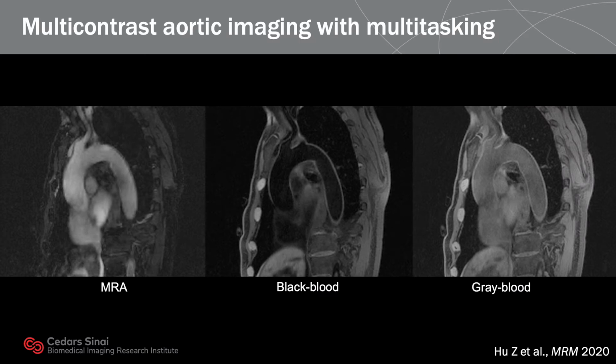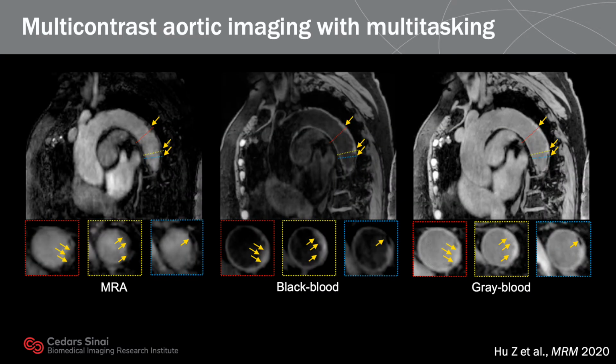Another application of multitasking framework is aortic imaging by Zhehao Hu and Zhaoyang Fan from our team. It acquires 3 types of image contrasts in one scan: bright blood, dark blood, and gray blood.